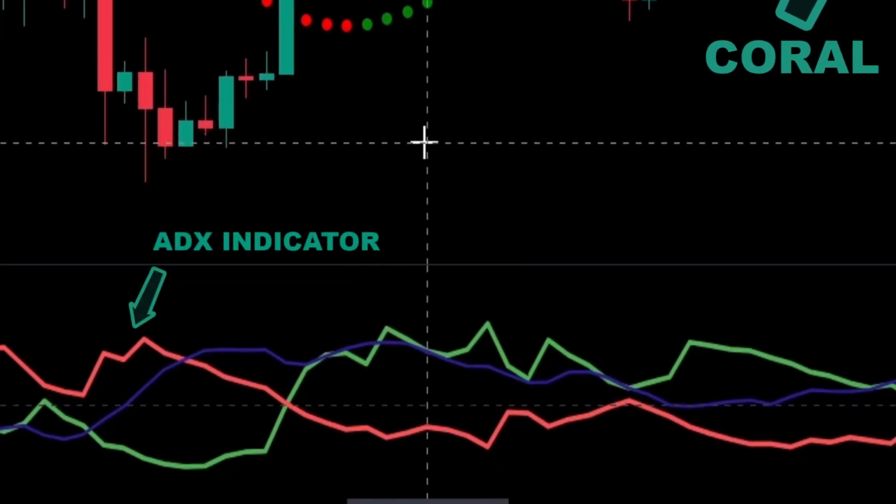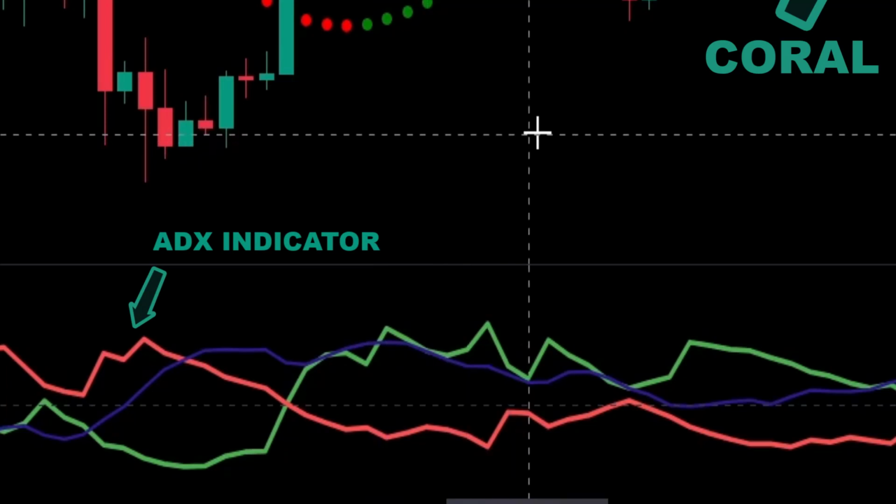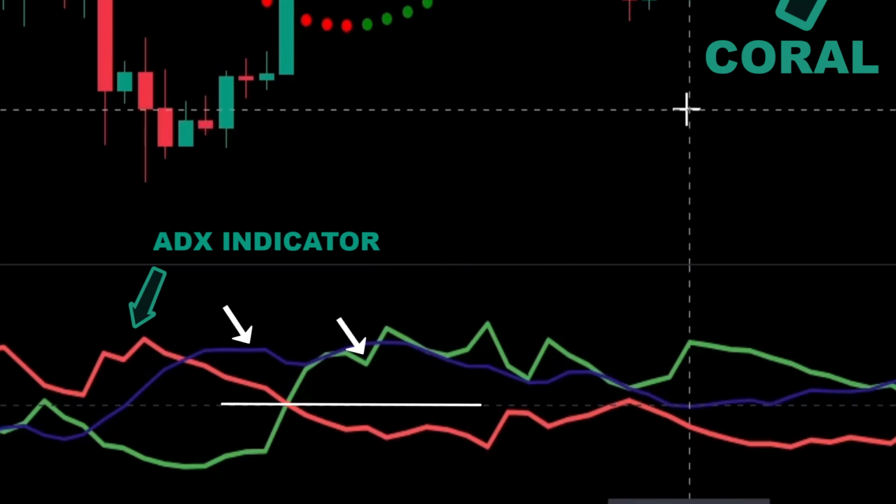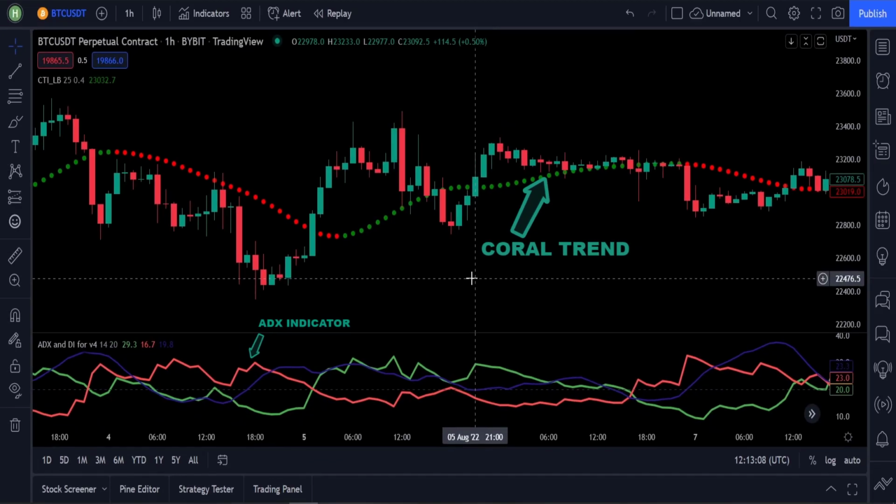So the green line must be above the red line, like it is here. And the blue line must be above the 20 level. And it needs to have an upward slope. If the line is pointing downwards or it's flat, we simply do not take the trade.